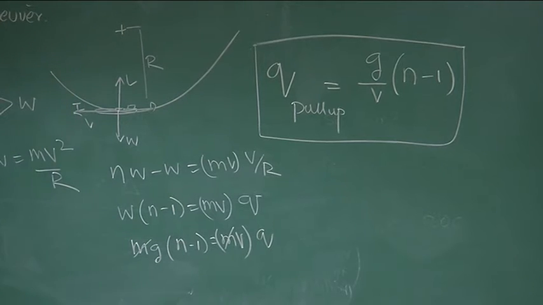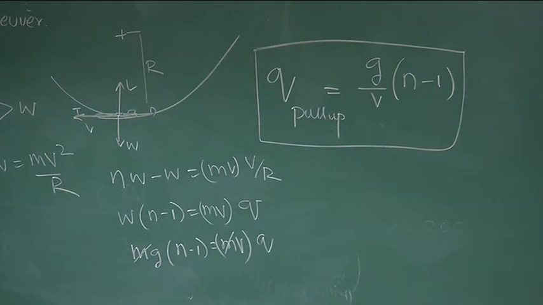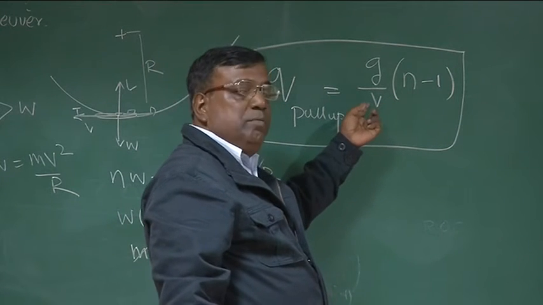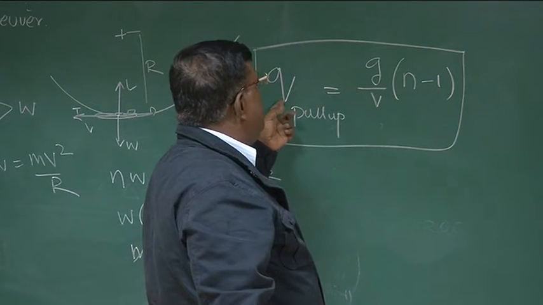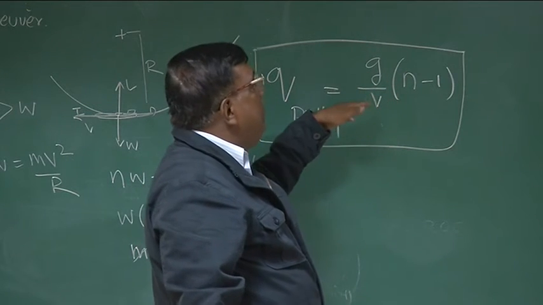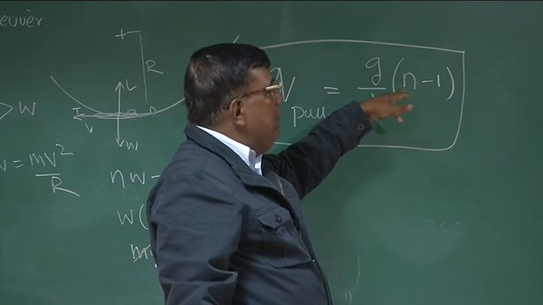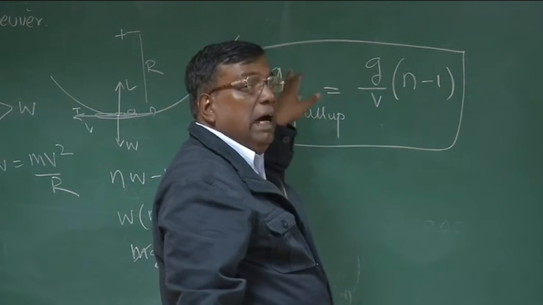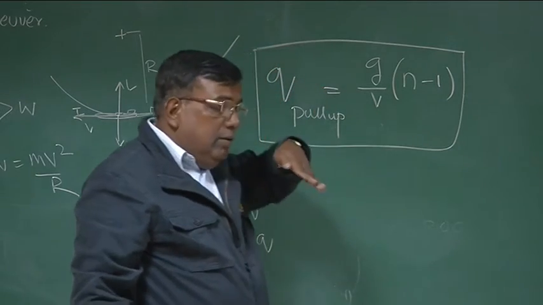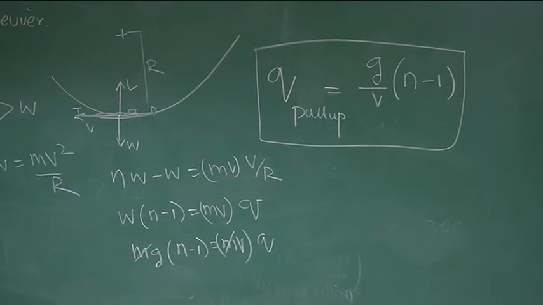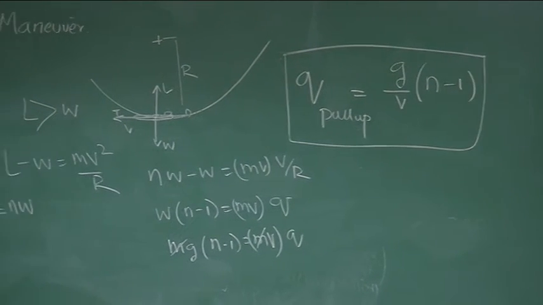What is the meaning of this? If I plan to go for a load factor of n at a particular speed V, then the pitch rate will be q given by this relationship. Right? So if I want to go for the same load factor at a lower speed, then the q should be higher. And you have to generate this q. Who generates this q? It is the elevator. Okay? This is one for pull-up.